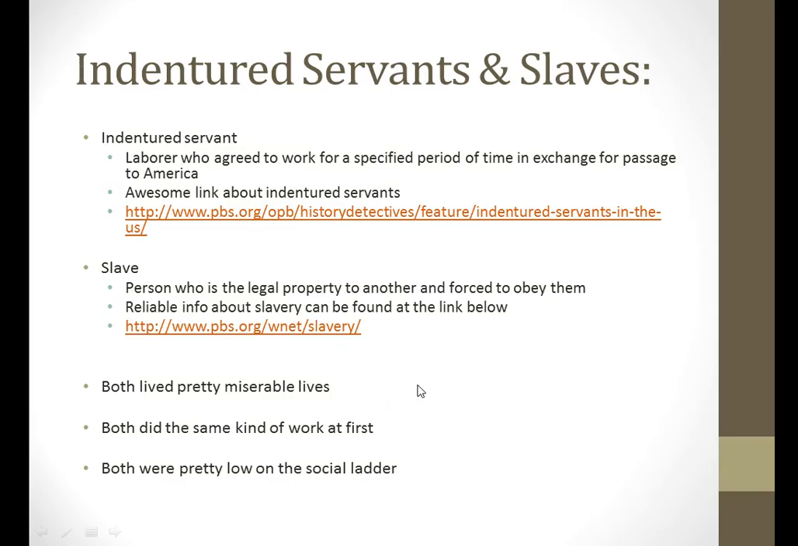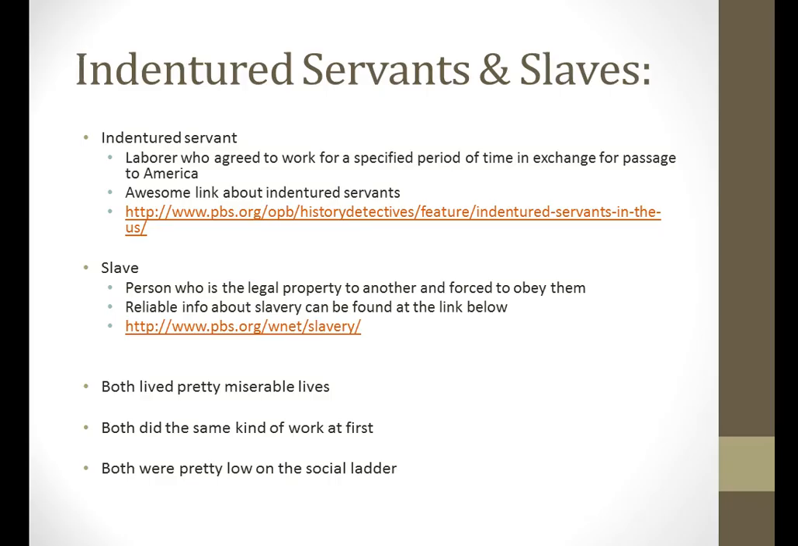So what do they have in common? They both lived miserable lives. They both did the same kind of work, especially in the early stages of colonization, and they were both extremely low on the social ladder. Indentured servants were above slaves, but really not by much. They had a very, very rough go of it.